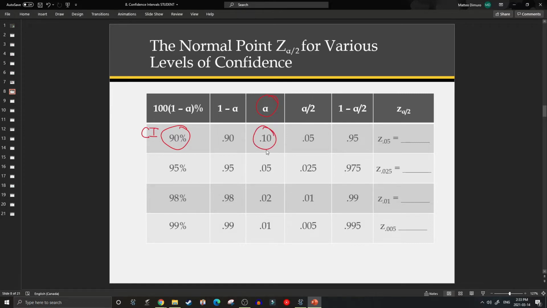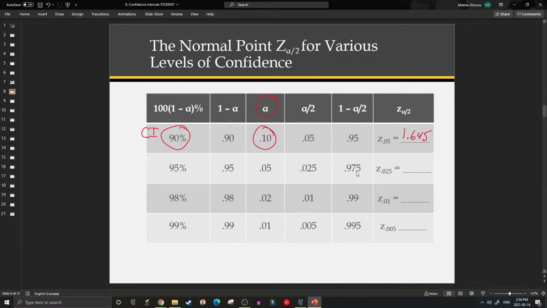So if you're doing a 90% confidence interval, the alpha value you're looking up is 10% divided by 2, right? So 0.05, and then you're looking up a z 0.05, or you can use your t-table, right? So you would get 1.645.